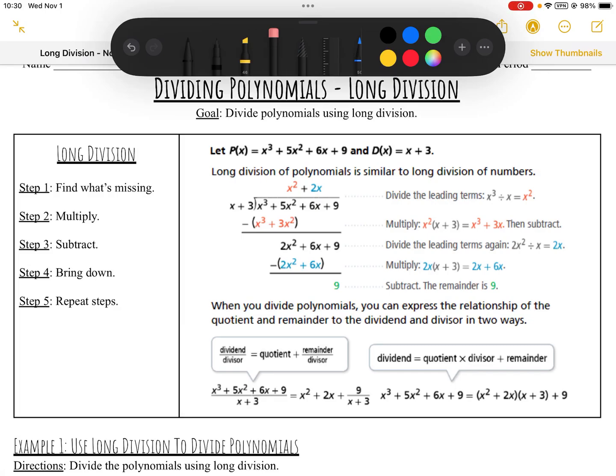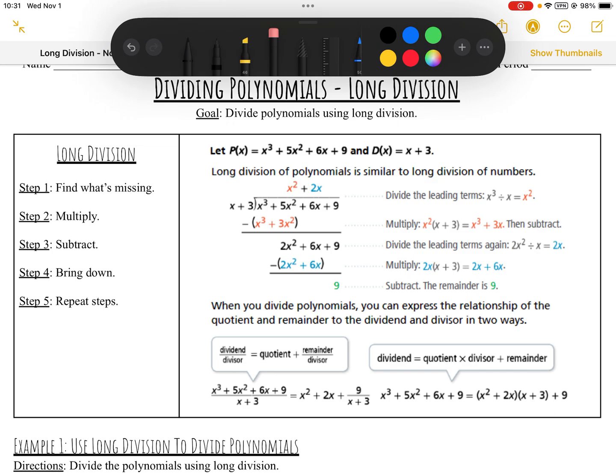Today we're going to look at dividing polynomials by using long division. Long division you've learned about before with just whole numbers, but we're going to apply this to dividing polynomials. There's a couple steps that we are going to use. Step 1, find what's missing. Step 2, multiply. Step 3, subtract. Step 4, bring down. Step 5, repeat the steps until you run out of all the terms in your polynomial. And whatever's left will be your remainder.